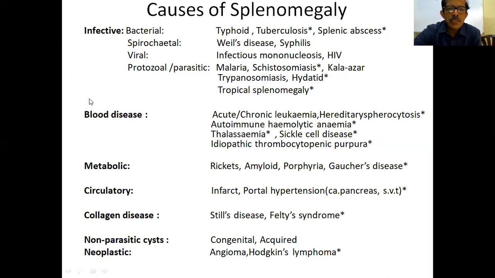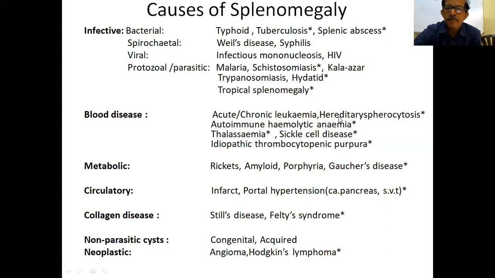Then diseases of the blood like leukemias, both acute and chronic, and these are all hemolytic anemias: hereditary spherocytosis, autoimmune hemolytic anemia, thalassemia, sickle cell disease, ITP, that is idiopathic thrombocytopenic purpura. I hope in medicine they have covered all these diseases in detail because we are not going to cover them in surgery. So if they are not covered in medicine, please ask your HOD medicine to cover these topics because in surgery we are not going to touch them apart from mentioning them as indications for splenectomy.